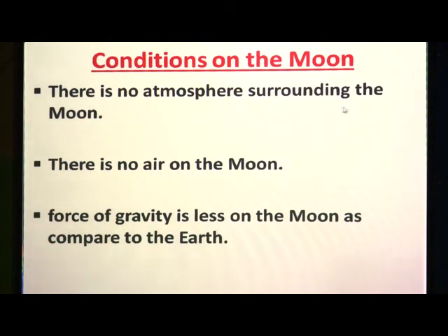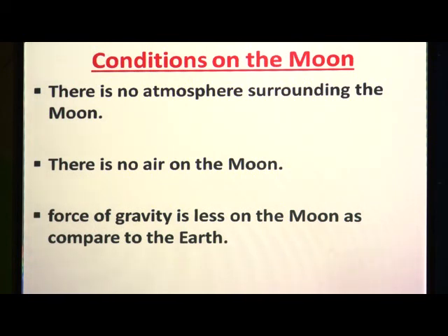There is no atmosphere surrounding the moon, and so there is no wind, no clouds and also no rain. Why? Because there is no atmosphere, there are no clouds and no wind. That is why there is no rain.